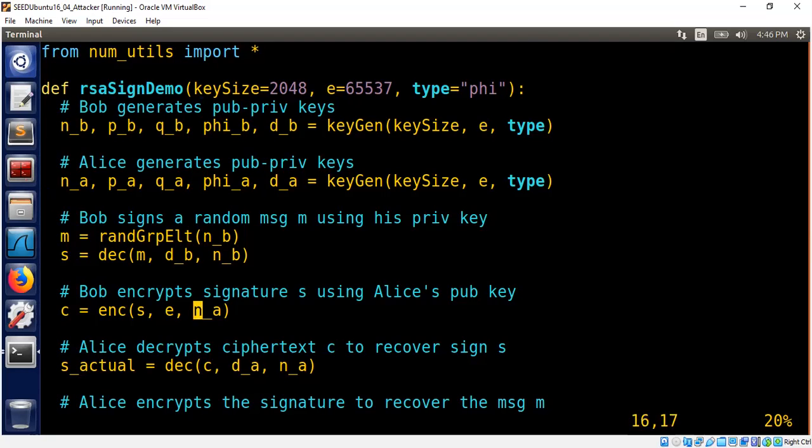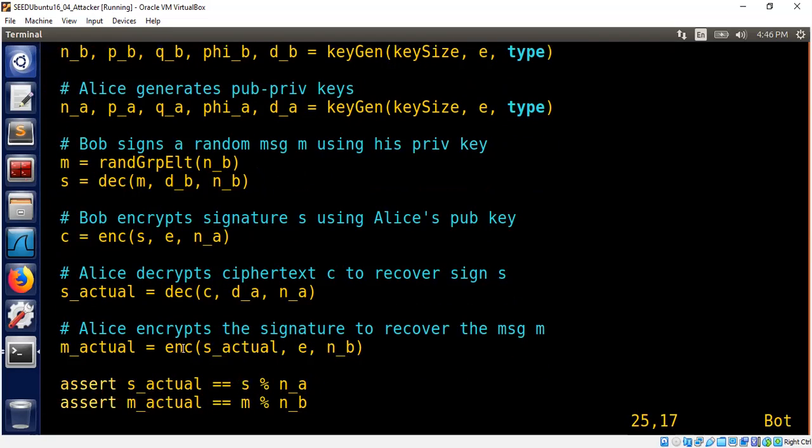One more thing we need to do is encrypt the S actual using Bob's public key. Otherwise, Alice will not be able to recover M, and she gets the M actual. For demo purposes, I do an assert statement to compare that S actual is the same as the signature sent by Bob, and M actual is the same as the message sent by Bob. This is not possible to assert in the real world, because how would Alice know M and S? She only knows M and S from whatever she received over the wire. C is the only thing Bob sends over the wire.